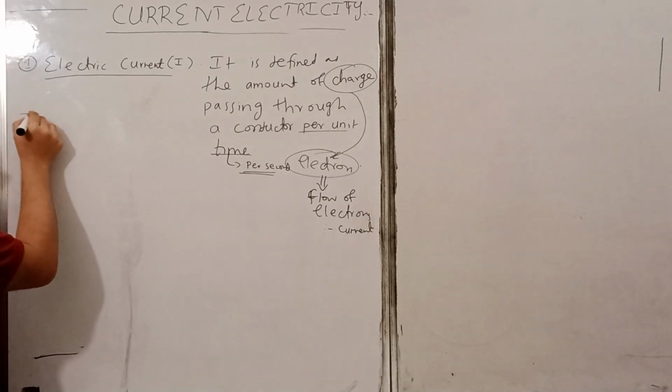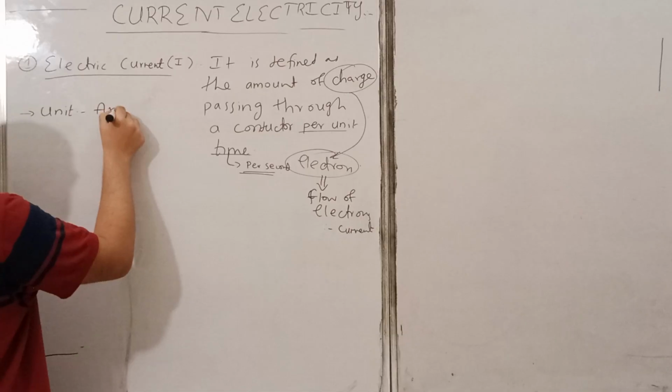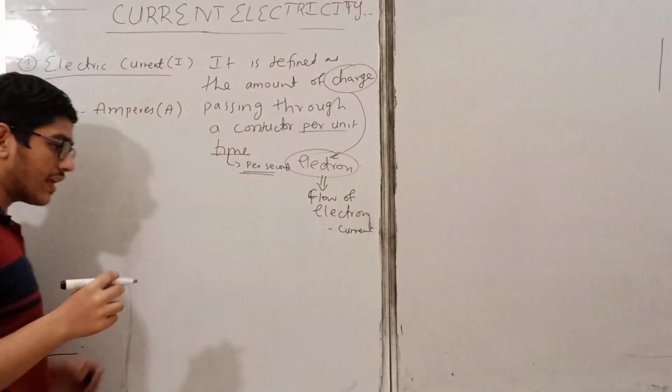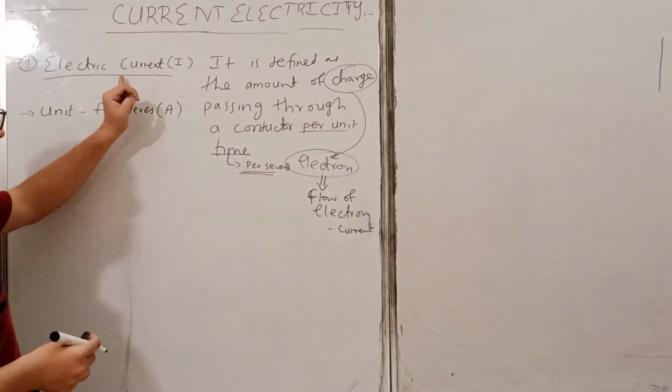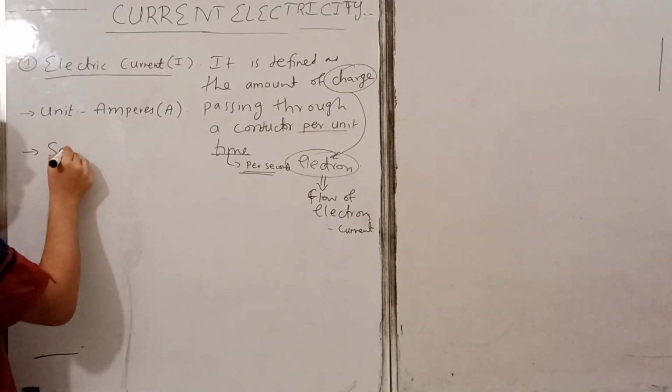So if we discuss the unit of electric current, its unit is amperes, that is capital A. Just like the unit of distance is meters, similarly the unit of electric current is amperes. It is a scalar quantity.